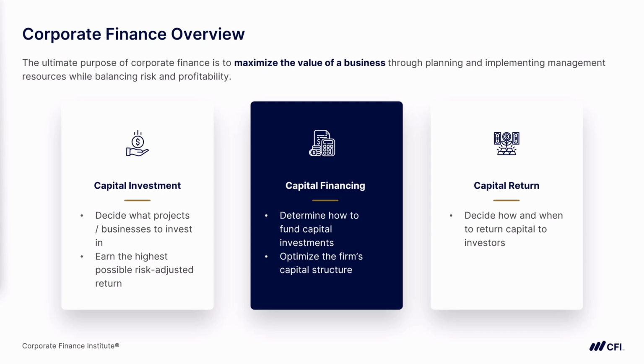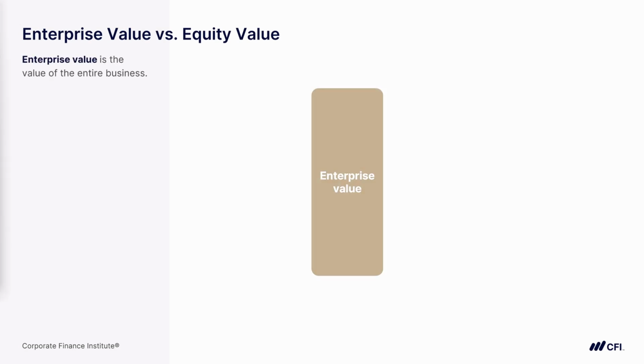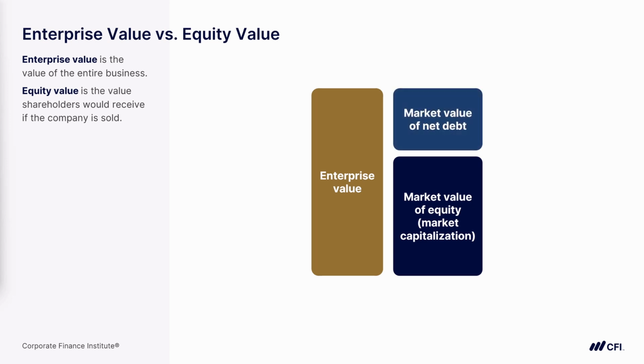Well, what does this mean? Well, we want to have the lowest possible weighted average cost of capital, and we'll be discussing that in this section of the course. So we want to make sure we understand the difference between enterprise value and equity value. Enterprise value is essentially the value of the entire business, whereas equity value is the value shareholders would receive if the company is sold. And you can see in our diagram there, the difference between enterprise value and equity value is the market value of the company's net debt.